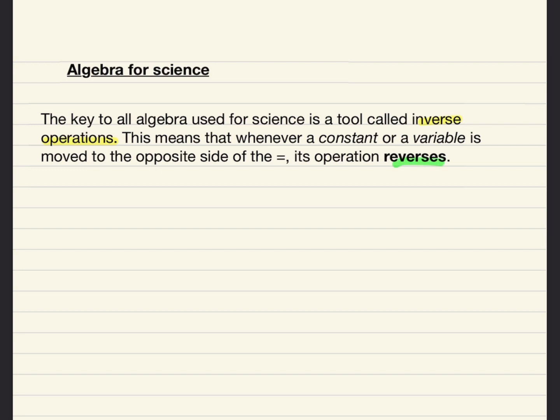What we mean more specifically is that if something is multiplied on one side, and I'll do a star for multiplying because sometimes the multiplication symbol and an X get confused, then when we go to the other side, it becomes a division. When something is added on one side, when it's brought to the other side, it becomes subtracted.